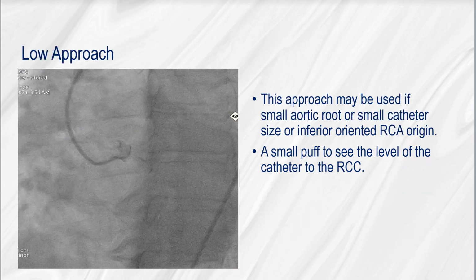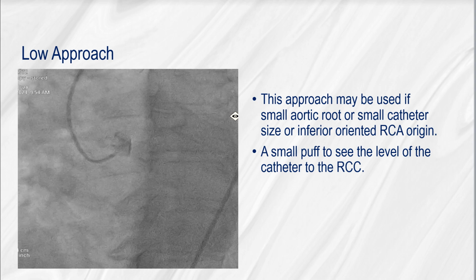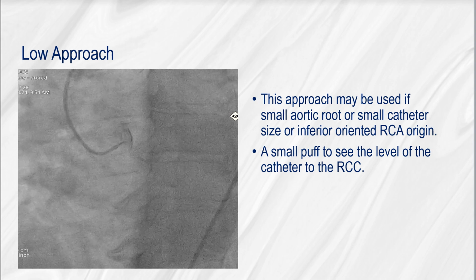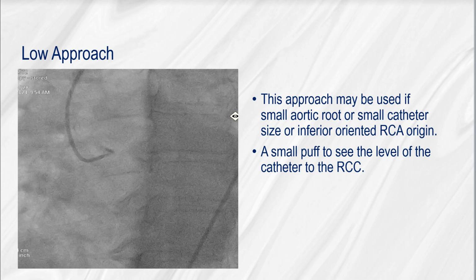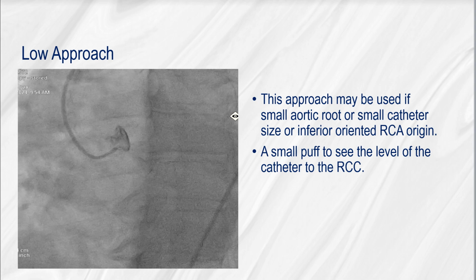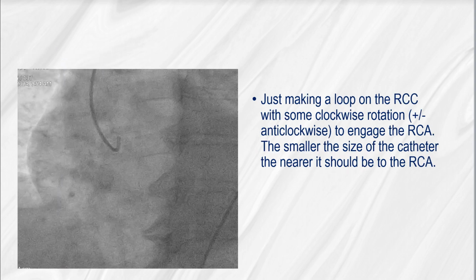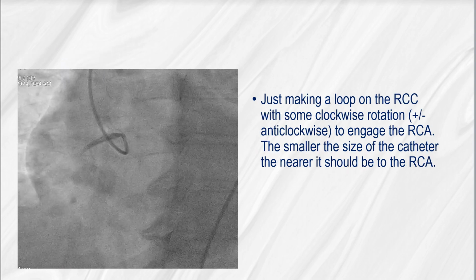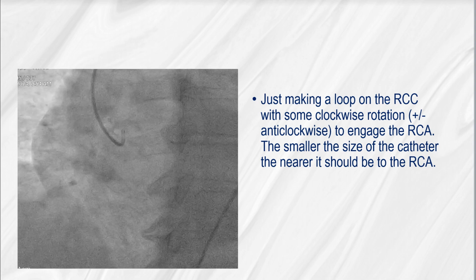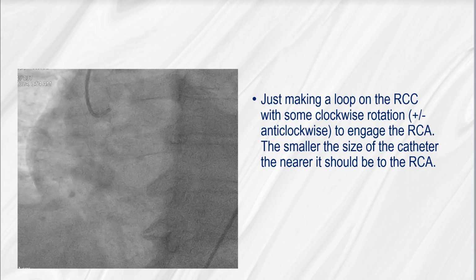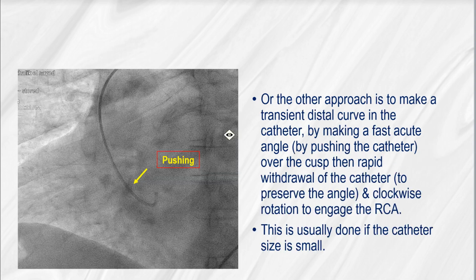Regarding low approach, this approach may be used if small aortic root, small catheter size, or inferior oriented RCA origin. First, a small puff to see the level of the catheter to the right coronary cusp. Just making a loop on the right coronary cusp with some clockwise plus or minus anticlockwise rotation to engage the RCA. The smaller the size of the catheter, the nearer it should be to the RCA.